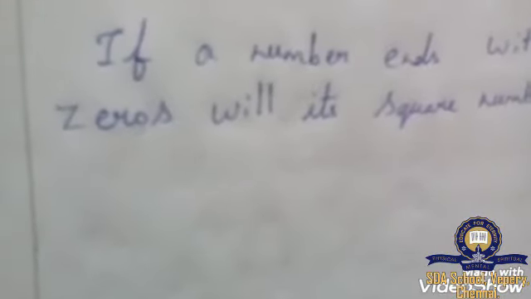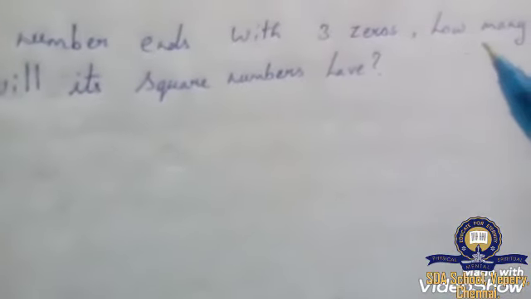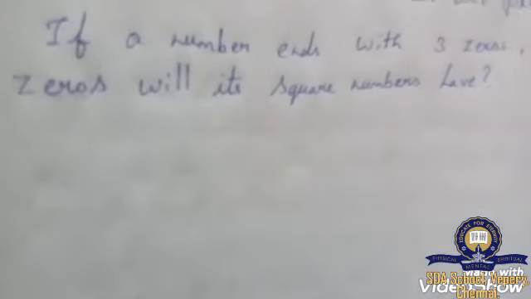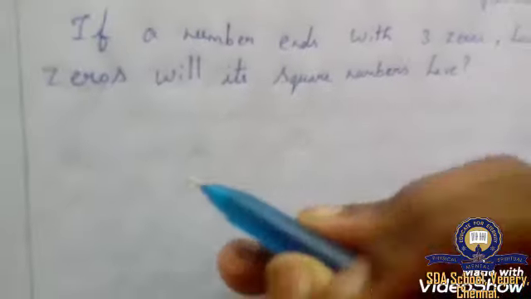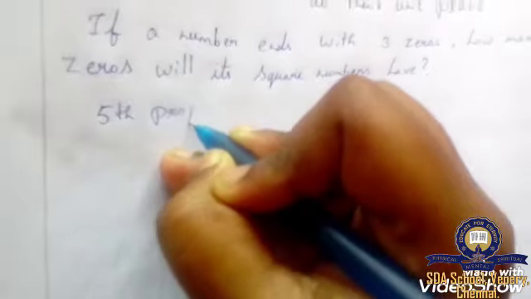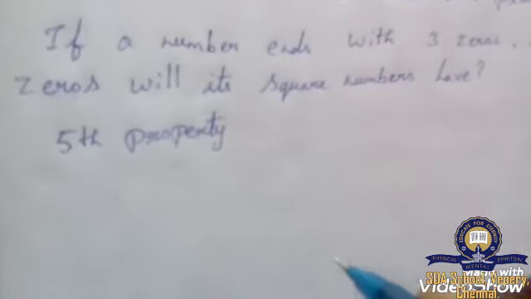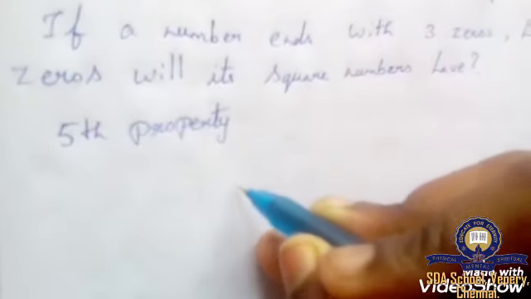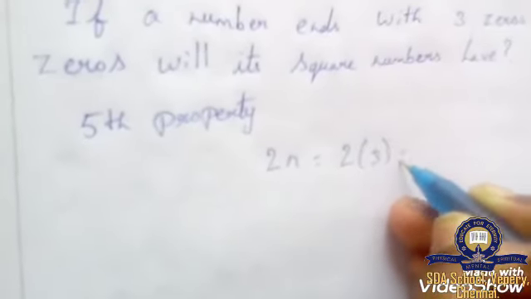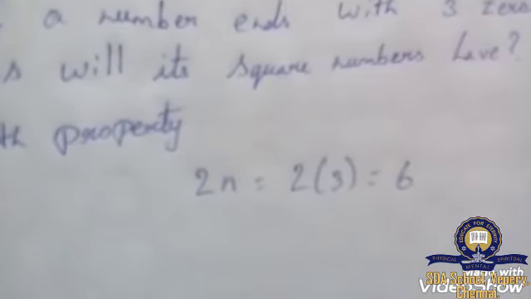Now let's see another example. In this they have given that if a number ends with 3 zeros, how many zeros will its square have? According to the fifth property, we have 3 zeros. So when we double the term, 2n is equal to 6. So our answer is 6 zeros.